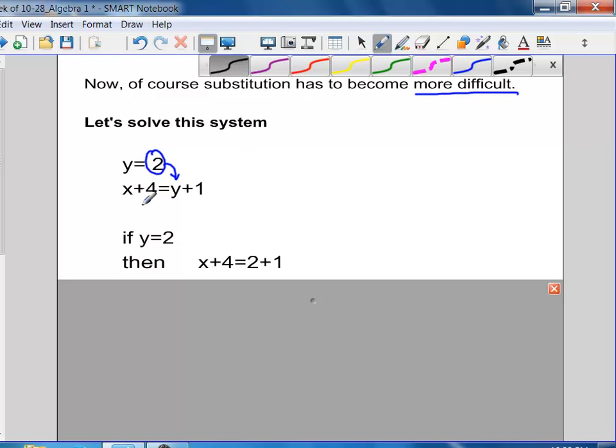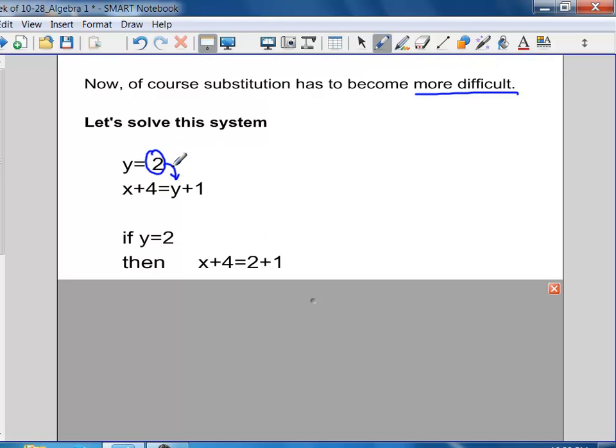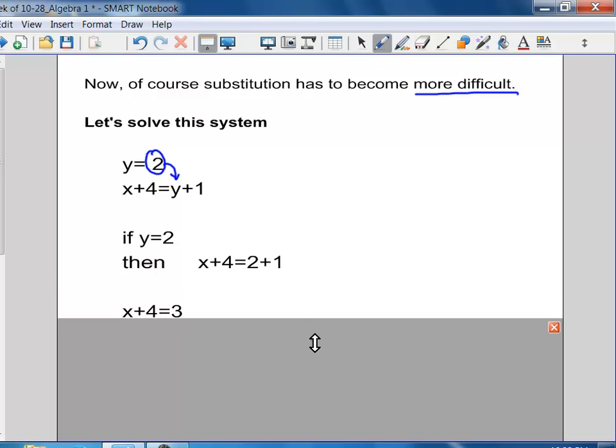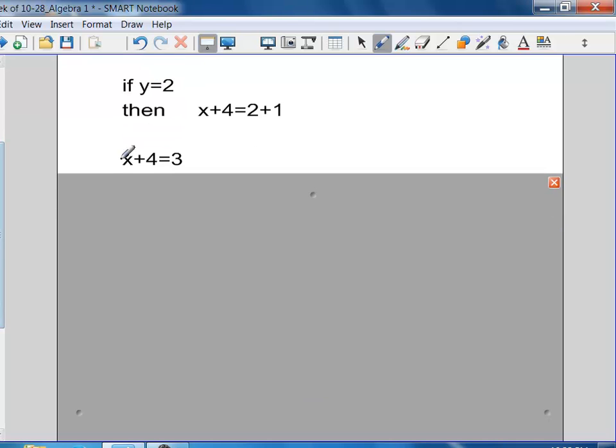So let's look at this. We had x plus 4 equals y plus 1. x plus 4 equals, well, y is now 2. So in other words, that 2 went here, and so it's x plus 4 equals 2 plus 1. Let's do the arithmetic there. 2 plus 1 is 3, right? So then x plus 4 would equal 3. So far, so good.